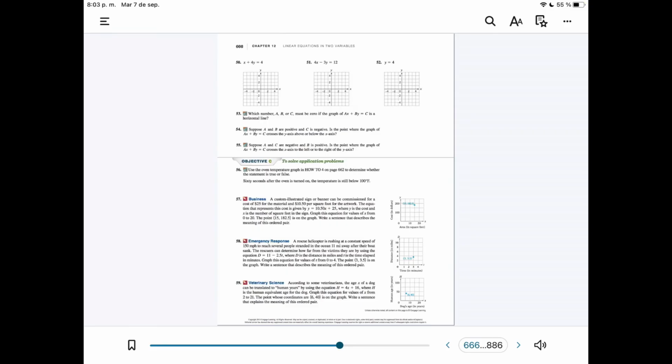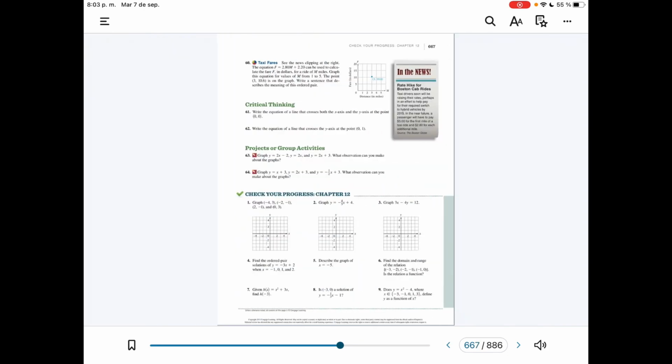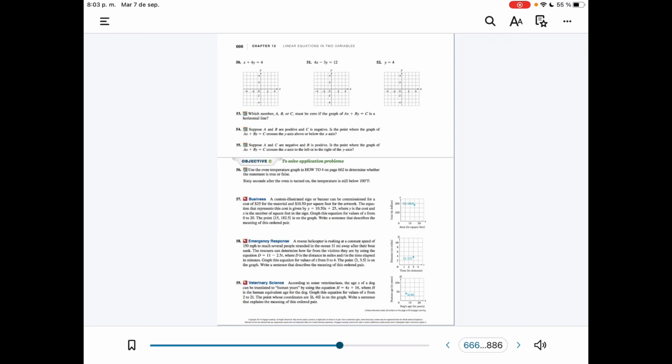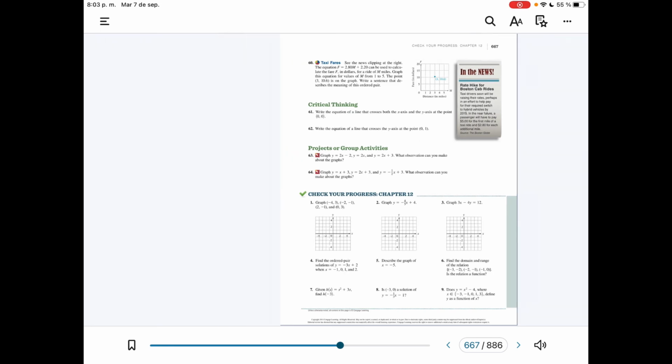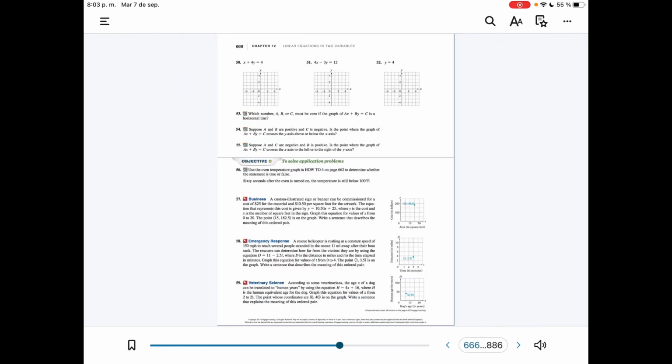So that's basically it. Now the exercises that I would recommend starting with are these word problems in page 666 and 667. These 4 exercises are very simple exercises that will help you practice better with linear equations in two variables.